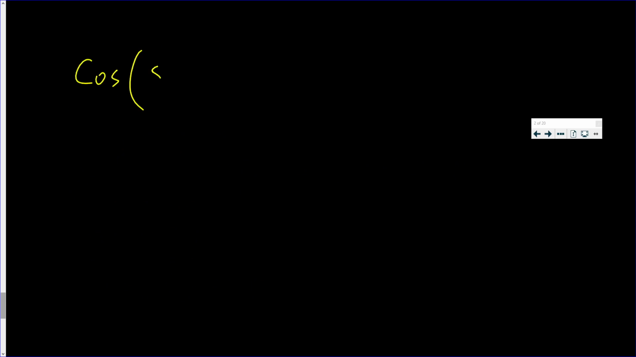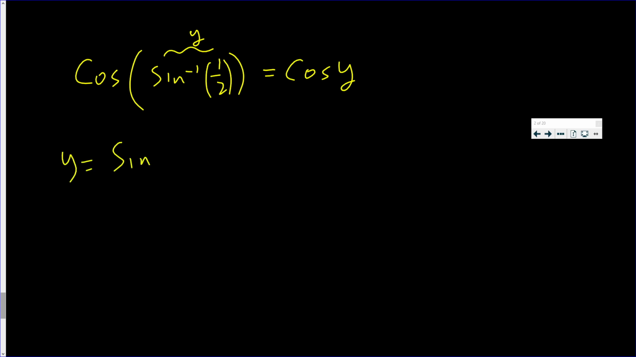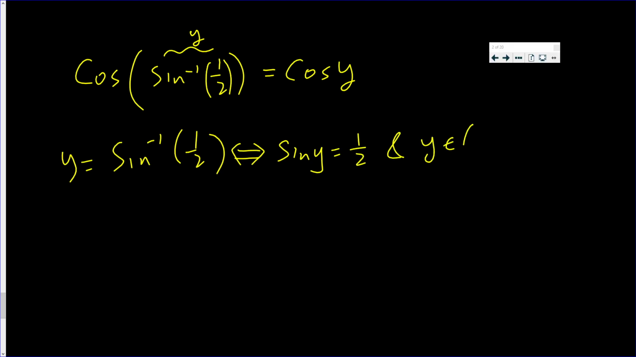Now, what if I ask you this one? What is the cosine of the sine inverse of 1/2? Well, this is an angle, we'll call it y. We want to know what the cosine of y is. Well, if y is equal to sine inverse of 1/2, that means that the sine of y is 1/2 and y is in quadrant 1 or quadrant 4. And since it's positive, it's not in quadrant 4.